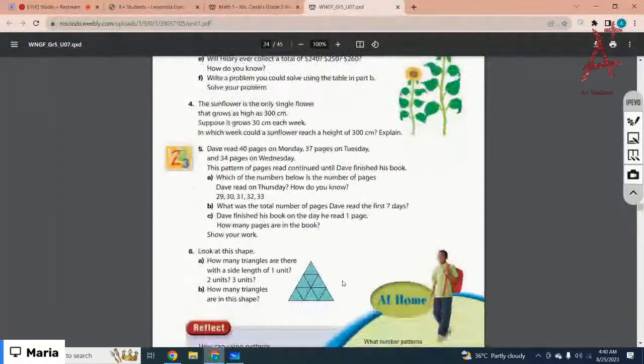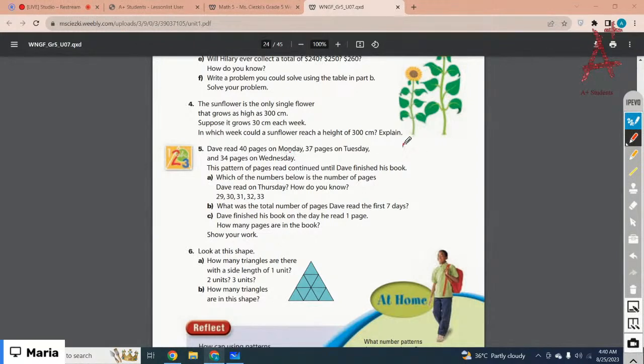Okay, question number 5. Dave read 40 pages on Monday, 37 pages on Tuesday, and 34 pages on Wednesday. This pattern of pages read continued until Dave finished the book. Which of the numbers below is the number of pages Dave read on Thursday? So on Monday he read 40, then 37, then 34. The pages are decreasing by 3 each day, right? That means on Thursday he read 34 minus 3, which is 31, right? On Thursday he read 31 pages.